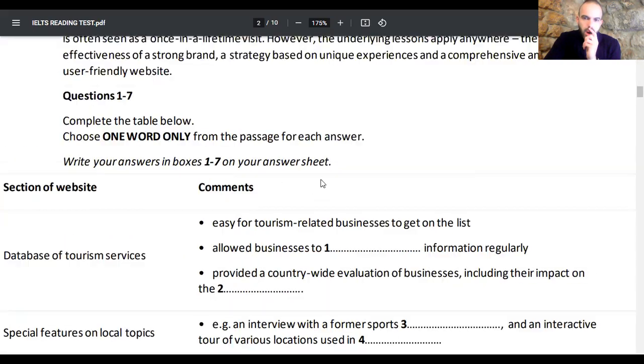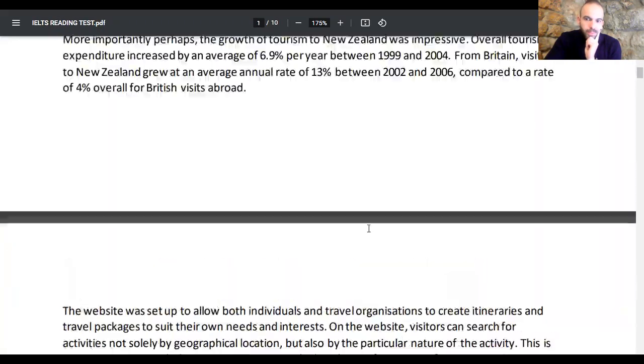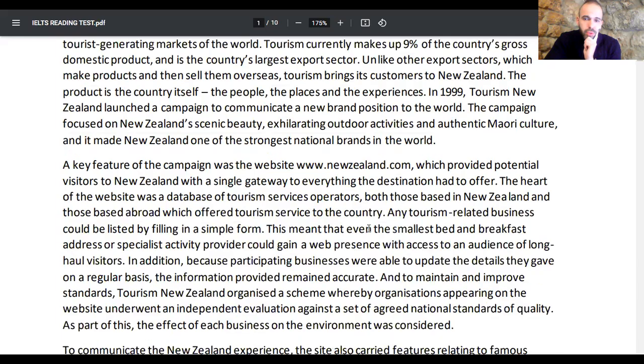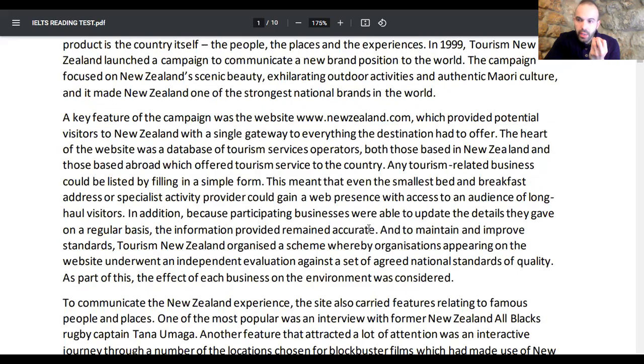In number 1, if we focus on the keywords again, the keywords here are allowed, businesses, information, and regularly. If we go to paragraph 2, based on the question and particularly the keywords, we need to find the information about an activity that businesses usually conduct in the database section of the website. Is that right? That's in paragraph 2, in this specific paragraph.